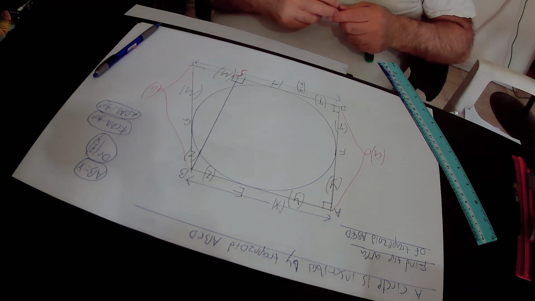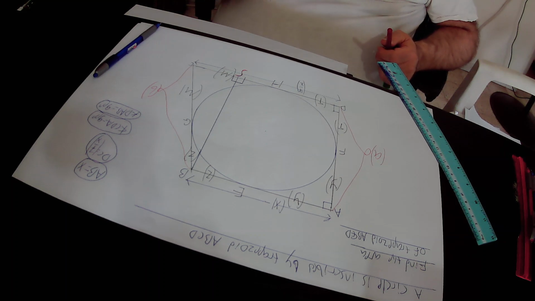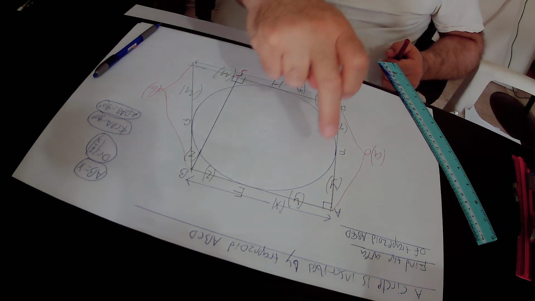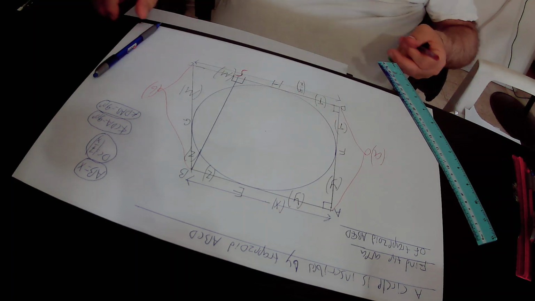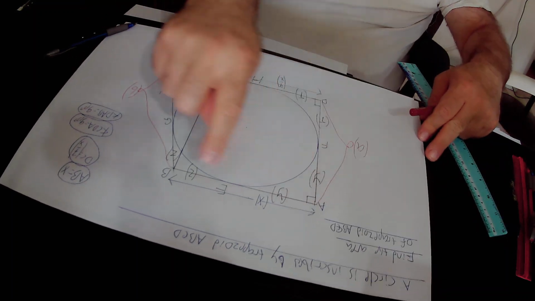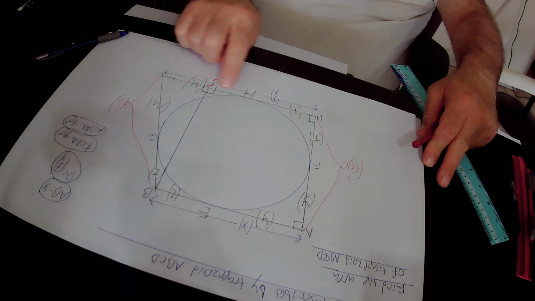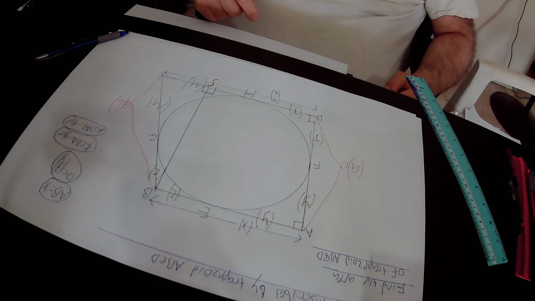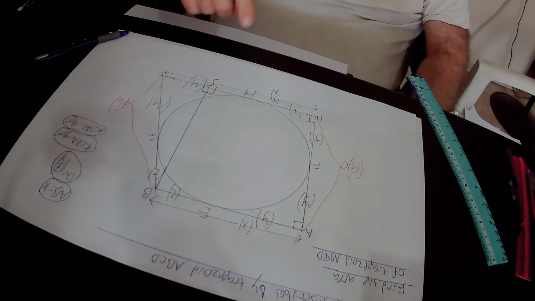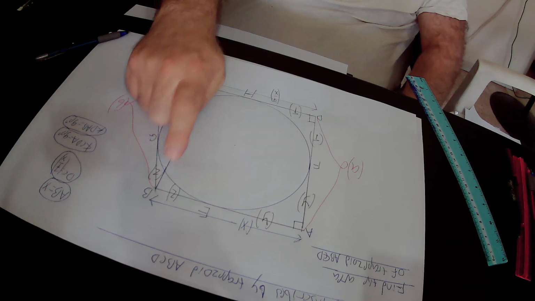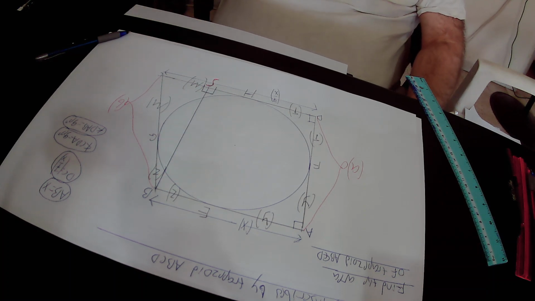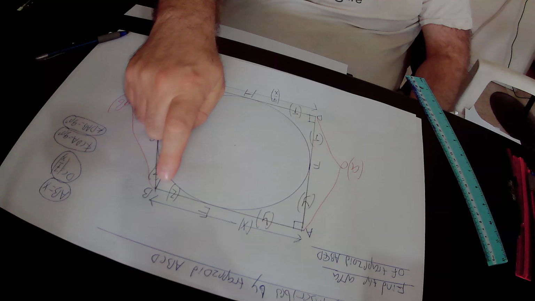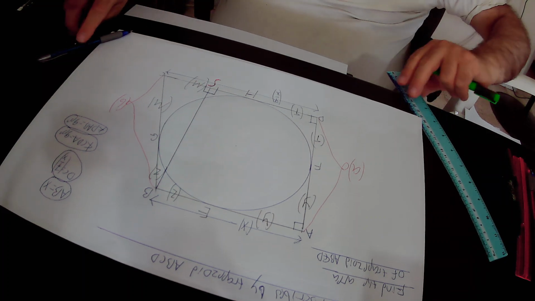By doing this construction, we created quadrilateral ABSD. Inside this quadrilateral ABSD, we have 1, 2, 3 right angles. The sum of 3 right angles is 270 degrees. So 270 degrees plus the size of this fourth missing angle must equal 360 degrees, according to the rule that the sum of the angles in any quadrilateral is 360 degrees. Therefore, this fourth missing angle must equal 90 degrees.